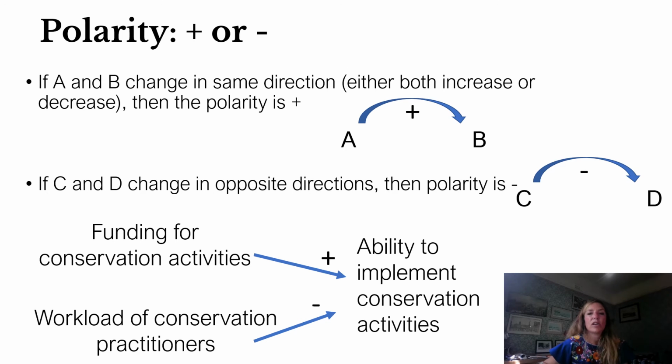So if we go back to our example, the workload of conservation practitioners changes the ability of conservation activities to be implemented. And increases in workload decrease the ability. So therefore the sign is negative. So if we look at the remaining two variables, funding for conservation, as funding increases, the ability to implement conservation activities also increases because those variables move in the same direction, and then the polarity is positive.